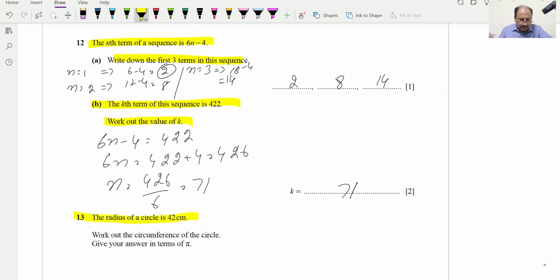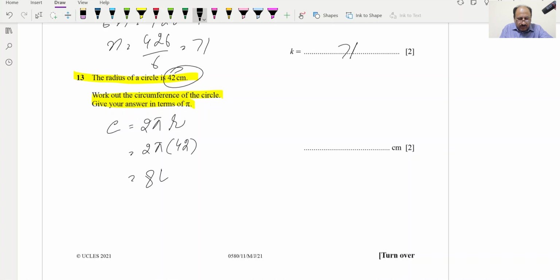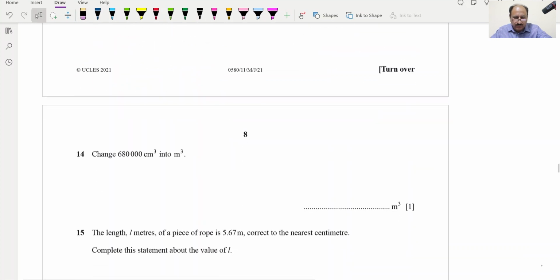The question number 13, the radius of the circle is 42 centimeters. Work out the circumference and answer they require in terms of pi. So we can write circumference is equal to what? 2 pi r, and r value is 42. So we can write 2 pi into 42. That will be equal to 84 pi, and our answer will be 84 pi. This is also 2 marks part.